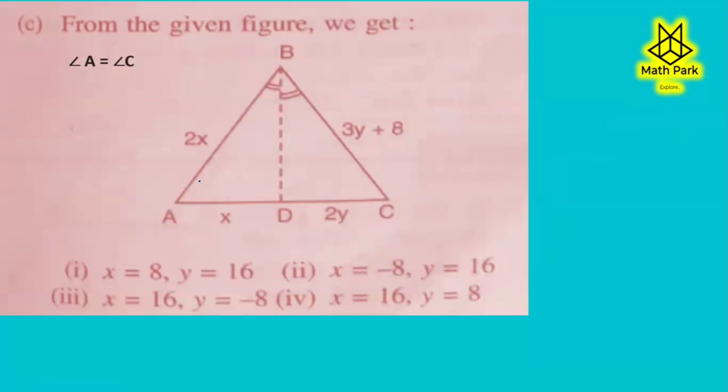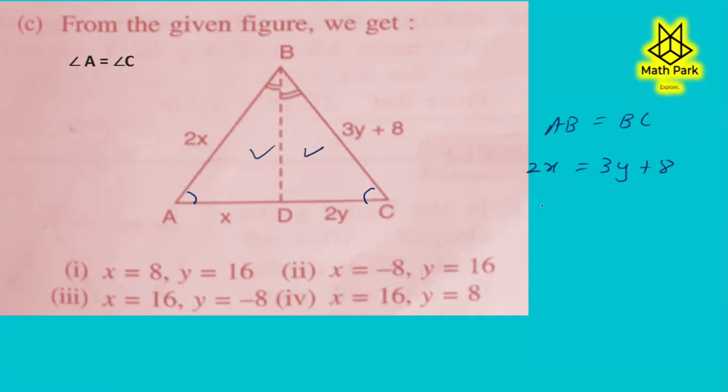If from the given figure, you also have angle A is equal to angle C, then you have to find the values of X and Y. So if you have angle A is equal to angle C, then you have AB is equal to BC. So if AB and BC are equal, you get 2X is equal to 3Y plus 8. Then if AB is equal to BC, we have these angles equal and these angles are already given equal. And BD is common, so we have these two triangles congruent.